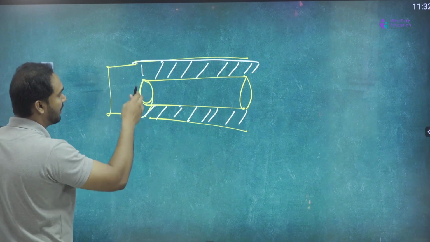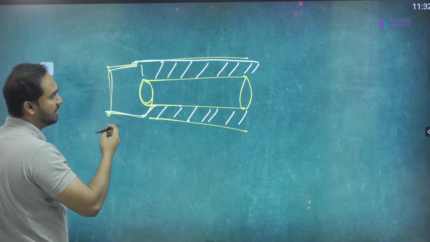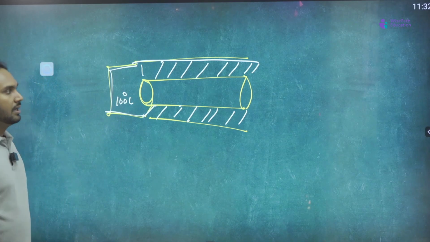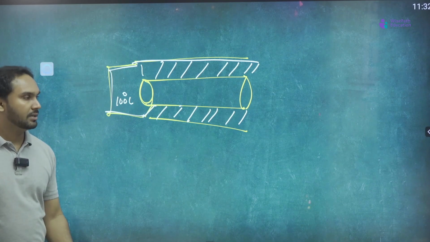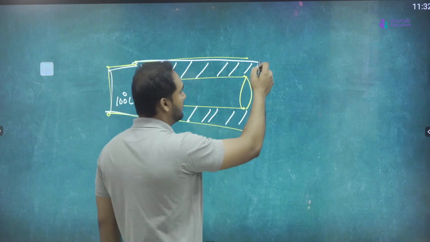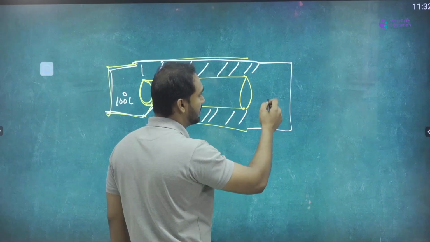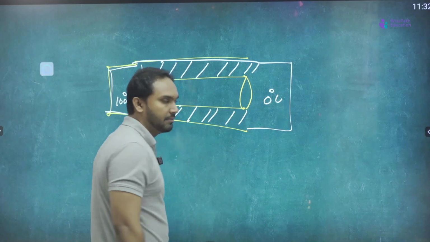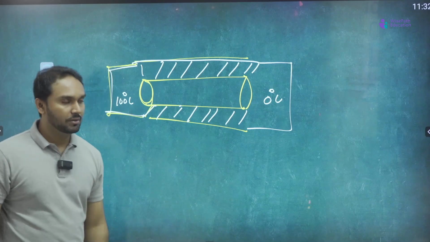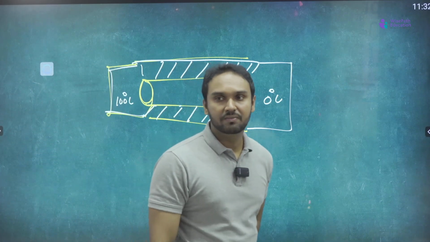heat from one end. From this end you are supplying heat, let's say a temperature of 100 degrees Celsius is supplied from this end, and this end is kept at a low temperature. Let's say 0 degrees Celsius is kept at this point. Now there is a temperature difference. Now you already know what happens when a temperature difference is there.